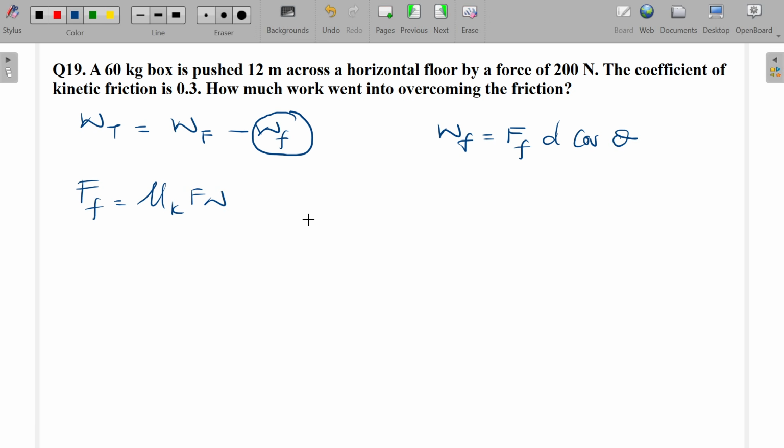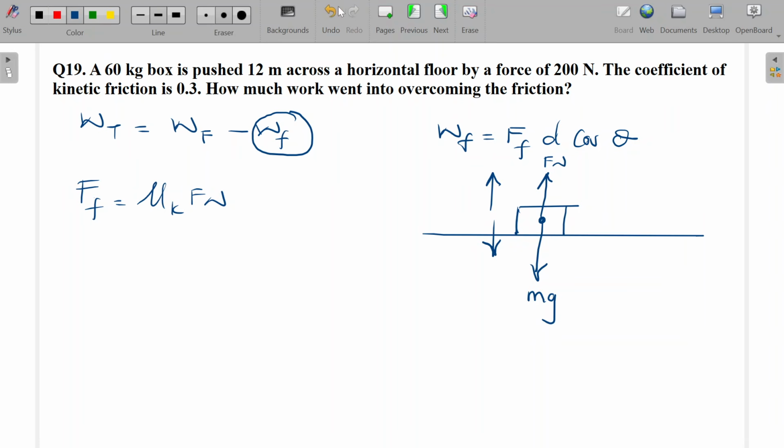Now, what is the normal force? This is the horizontal floor, and this is the body. The normal force is the force applied by the surface towards the object. Now here, this body, there's a force pushing down, and this is the weight force, which is mg. Since this body is neither going up nor going down, but is on the surface, the normal force is equal to the weight force. So the normal force is equal to mg.